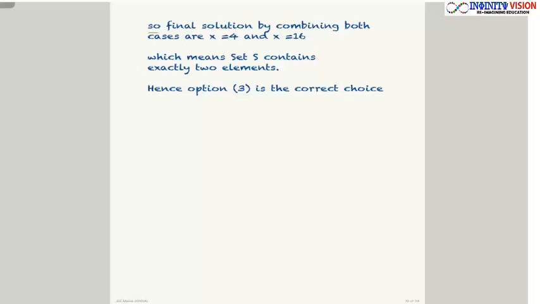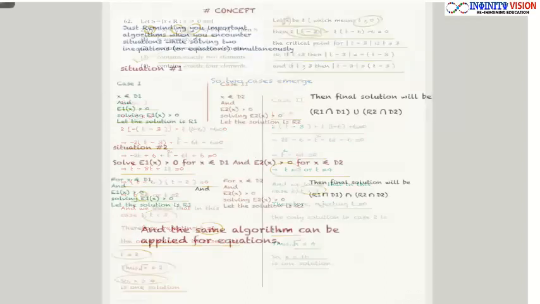So the final solution, combining both cases, is x = 4 and x = 16, which means set S contains exactly two elements. Hence option 3 is the correct choice. The answer is: S contains exactly two elements.